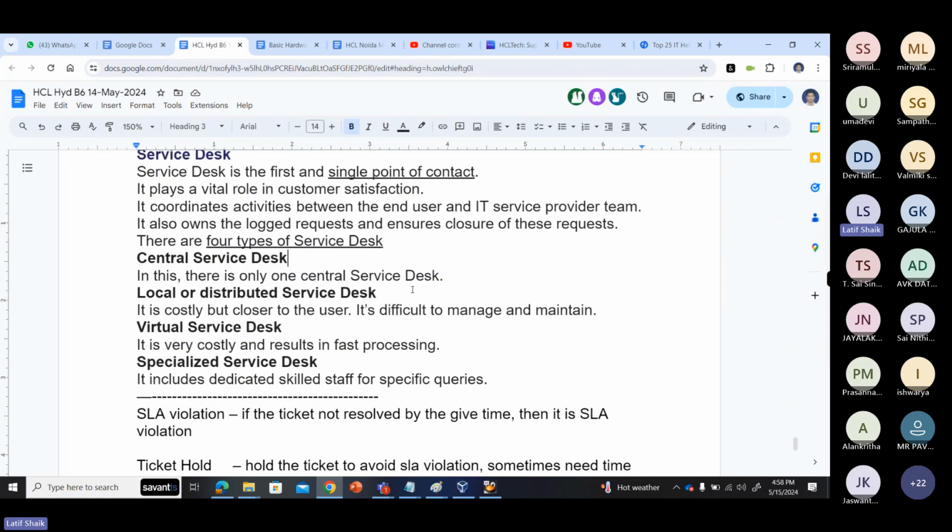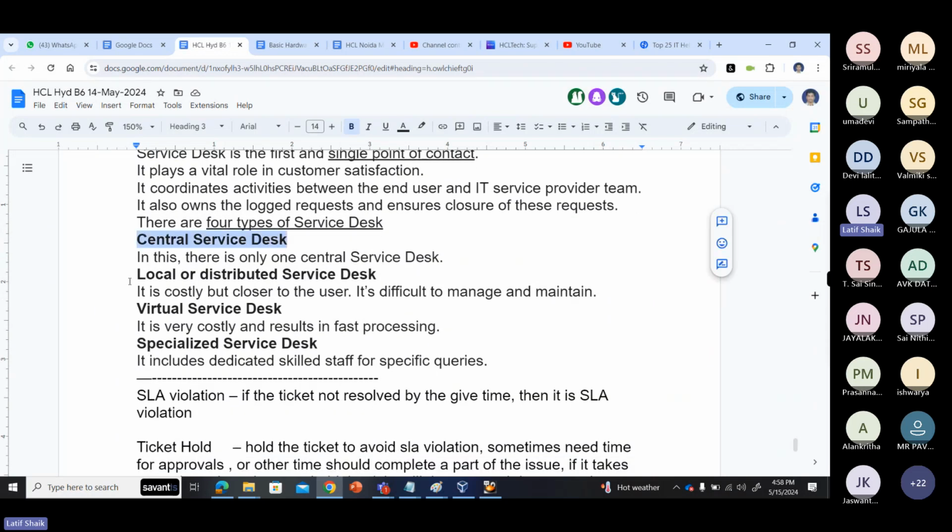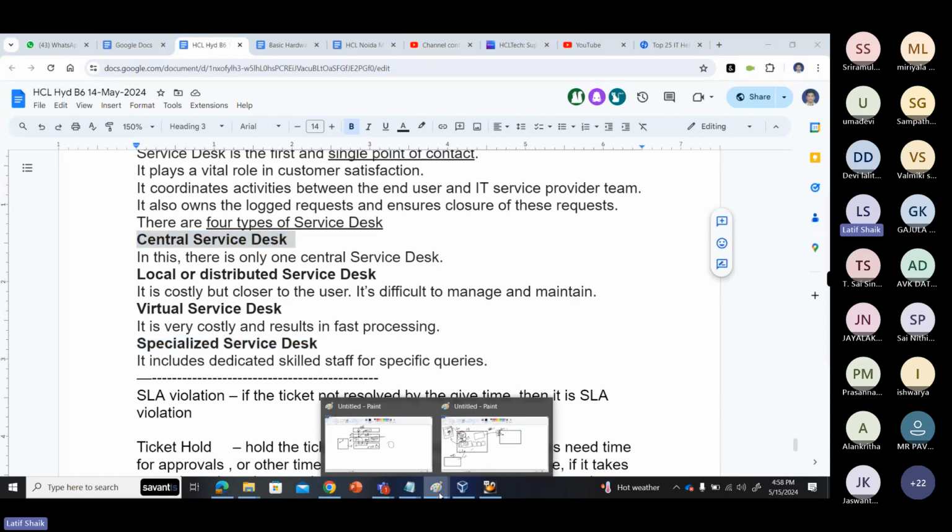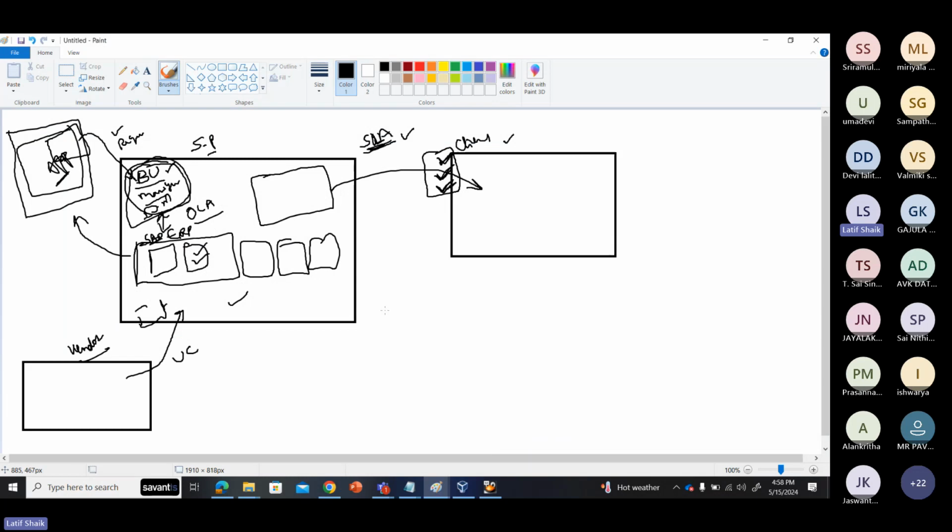There are four types of service desk: centralized service desk, local and distributed service desk, virtual service desk, and specialized service desk. Centralized service desk means for the entire organization, they will follow one service desk. Maybe an organization is located in different places, in America, in Australia, in India, so the organization can be in multiple locations, but they will provide one single service desk, and we provide support only from that service desk.